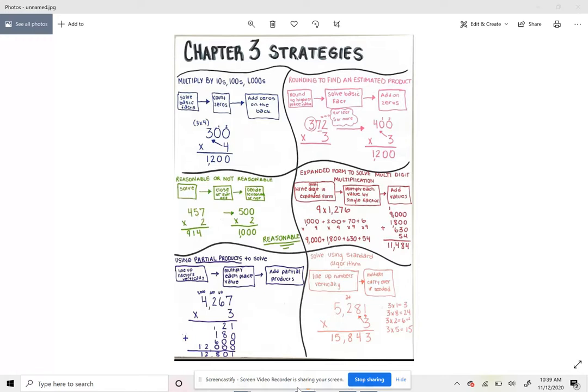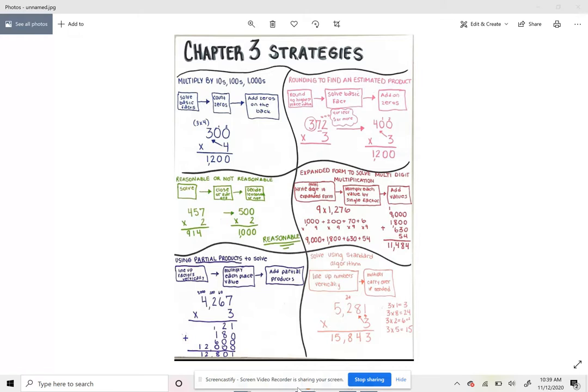So, the first thing that we learned in this chapter was multiplying by our tens, our hundreds, and our ones, right? We solve our basic fact first, we count our zeros, then we add our zeros onto the back of our numbers. So, when we do 300 times 4, 3 times 4 equals 12. Then we had 2 zeros, so that's 1,200.